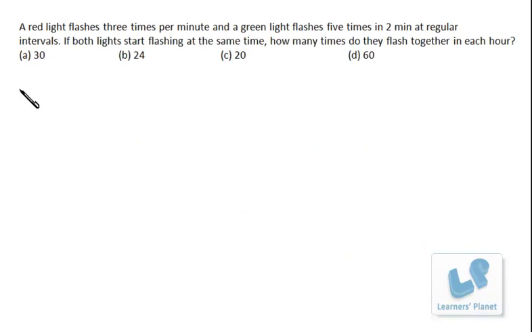A red light flashes 3 times per minute and a green light flashes 5 times in 2 minutes at regular intervals. If both lights start flashing at the same time, how many times do they flash together in each hour? Friends, we are given that the light is flashing 3 times per minute. Okay, so what we can do is we can simplify the problem by finding out that the light is flashing after what duration.